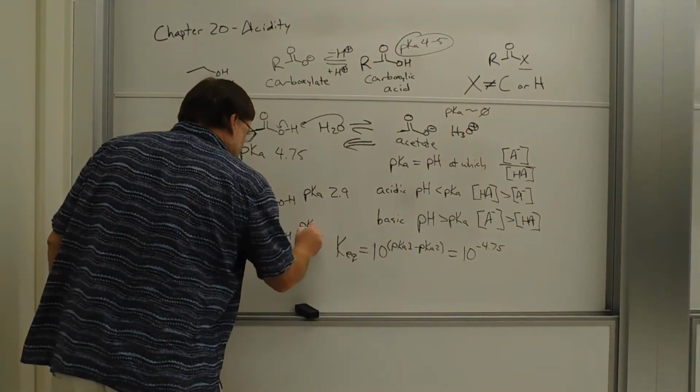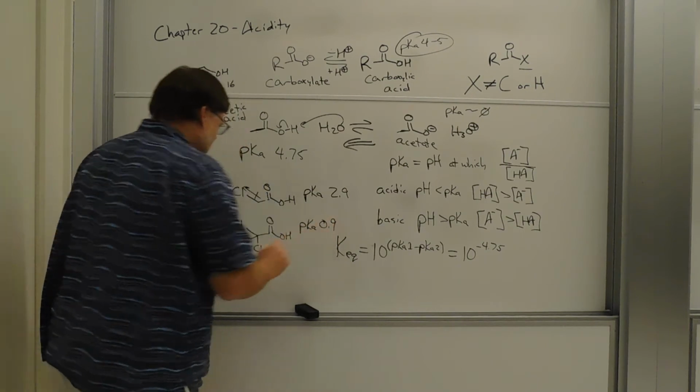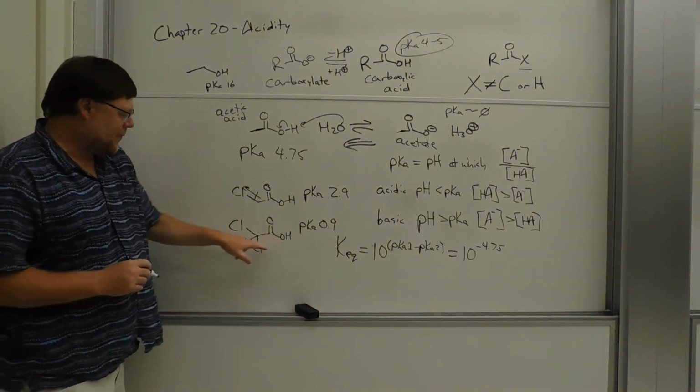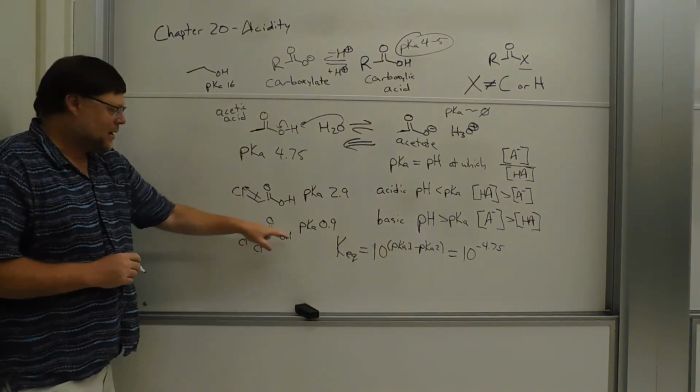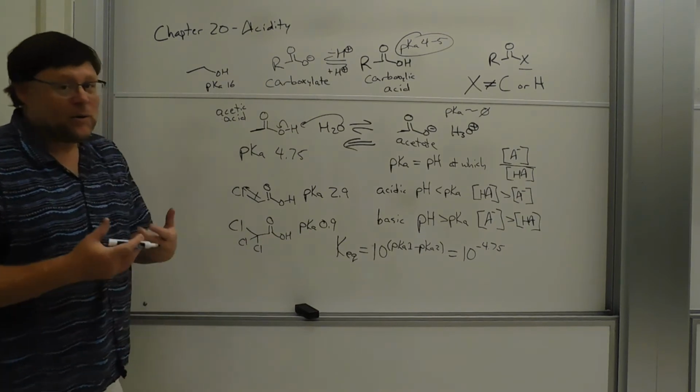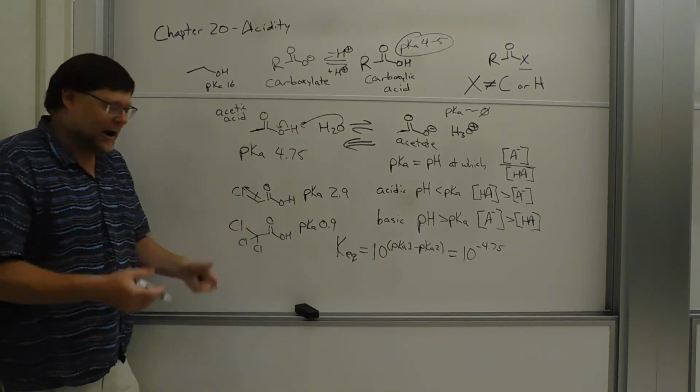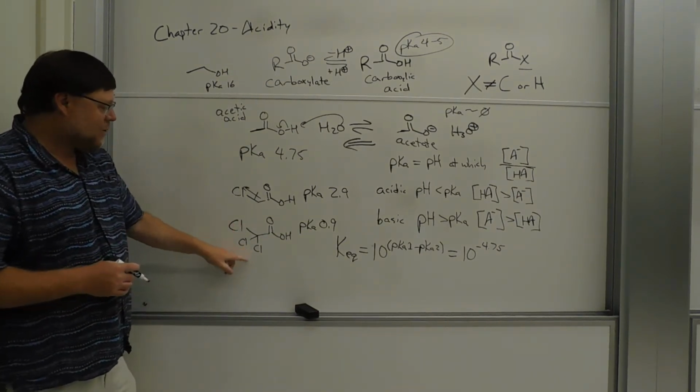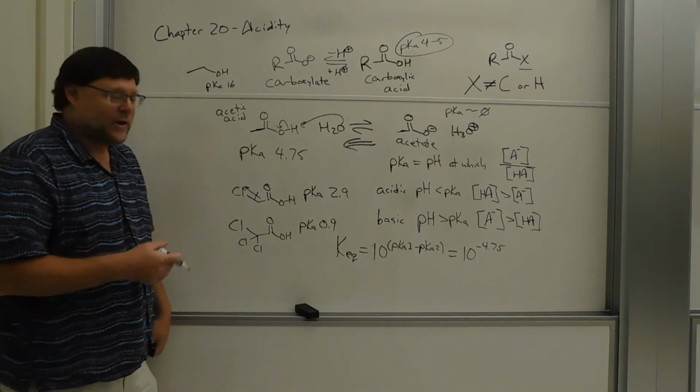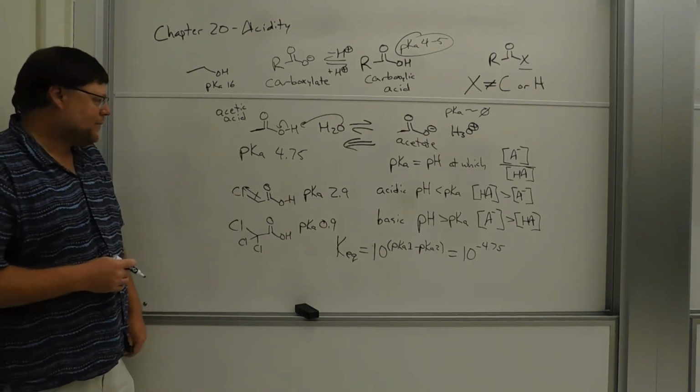If we put 2 more chlorines on here, the pKa for trichloroacetic acid falls all the way to 0.9. Trichloroacetic acid is now like a strong acid. In fact, trichloroacetic acid is used to precipitate proteins in biochemistry quite a bit.